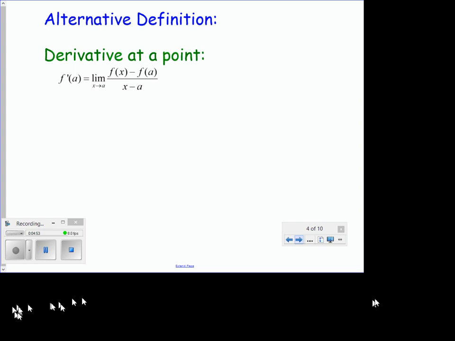Now there's an alternate definition that we want to look at. It's the derivative at a point. So they're actually giving us the value of A, or sometimes they'll just say at the point A. And if you notice, it's f of x minus f of A all over x minus A. So it is the slope formula, the change in y over the change in x.